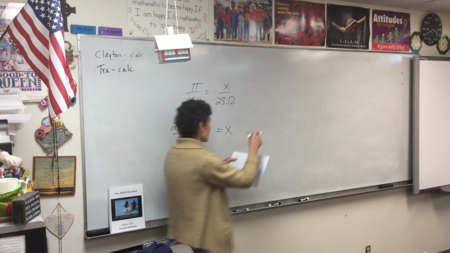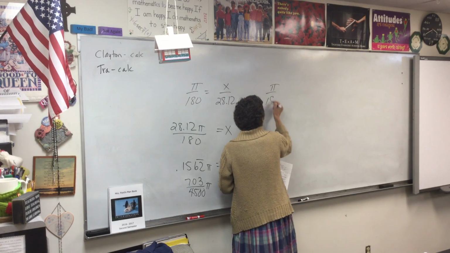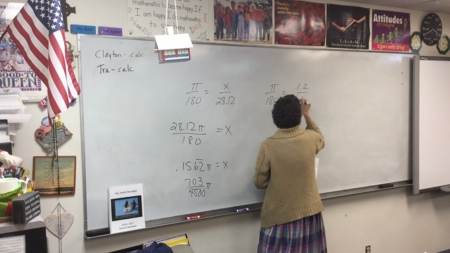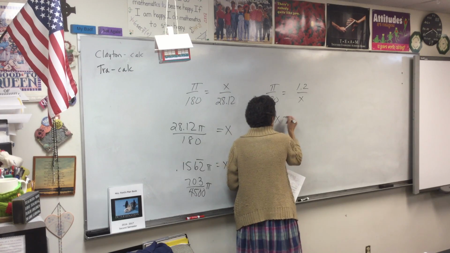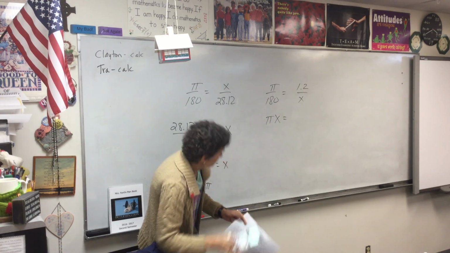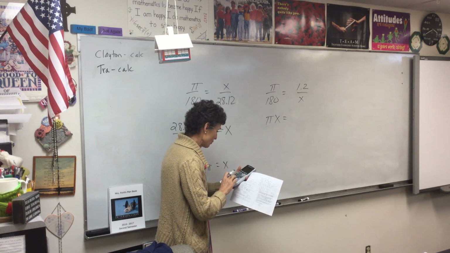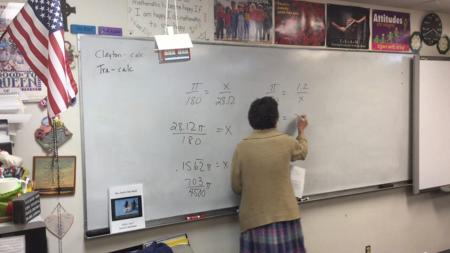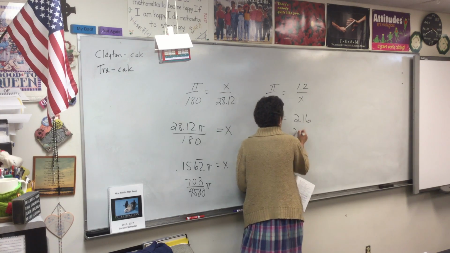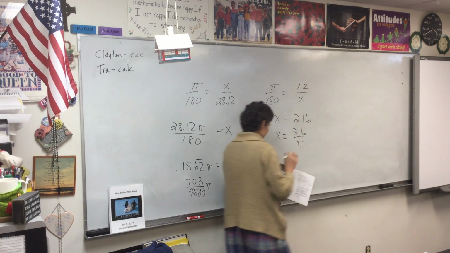Next one's the same thing. Pi is to 180 as 1.2 is to x. So I can use my calculator. I'm going to give you crazy numbers, so I'm going to have to let you use the calculator. So x equals 216 over pi.